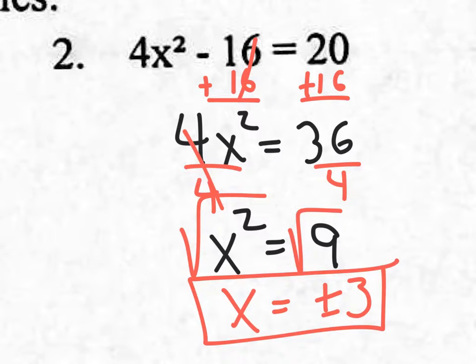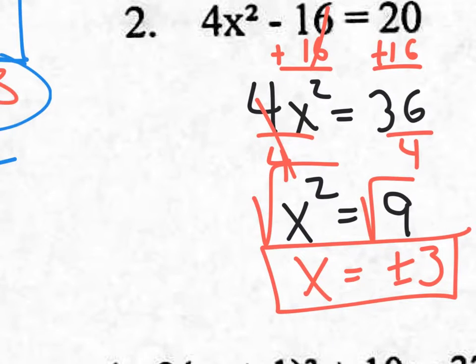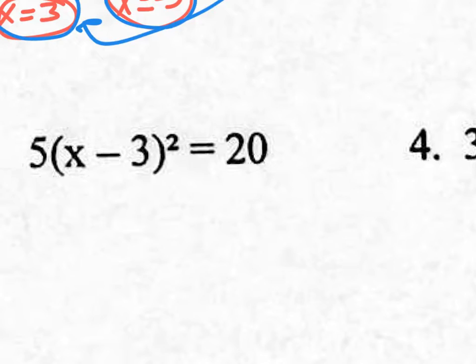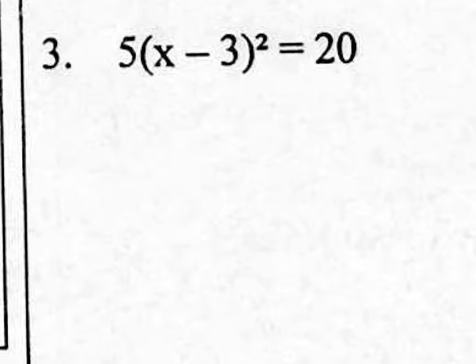Now, I know some of us are going to write 3 as an answer, and I'm sorry, I only could give you half credit because that's only one of the 2 answers. If you just write 3, you're only giving me one of the 2 answers. You have to write plus or minus 3, okay? So make sure you put that plus minus right in front of there. Moving on to number 3 here. What do I do first?